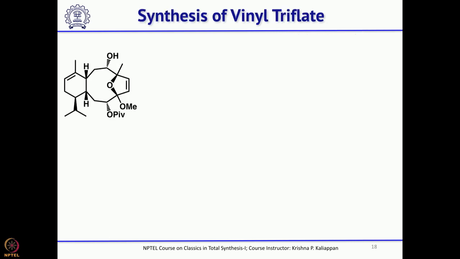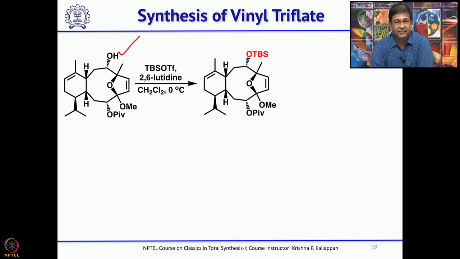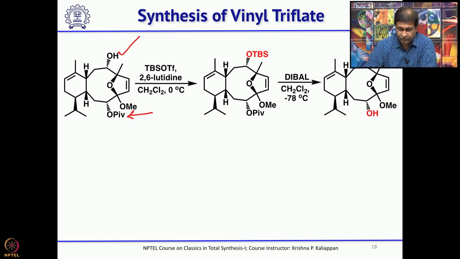So what did he do first? He protected the hydroxyl group as a TBS ether, so that he can remove the pyrrolyl group and make it a vinyl triflate, and then couple with the tributyltin derivative of the sugar to attach the sugar fragment. So you protected the hydroxyl group.